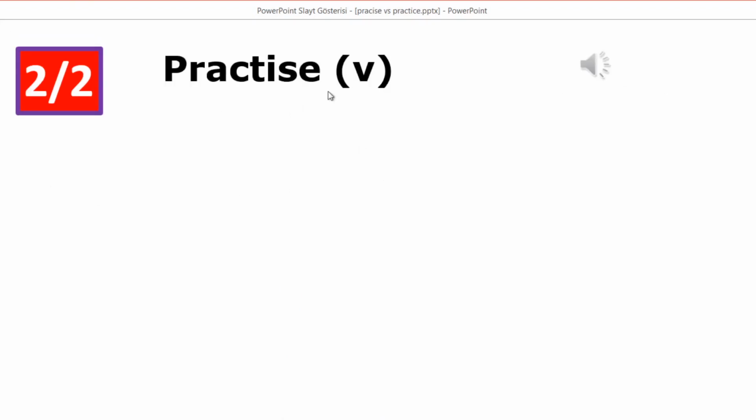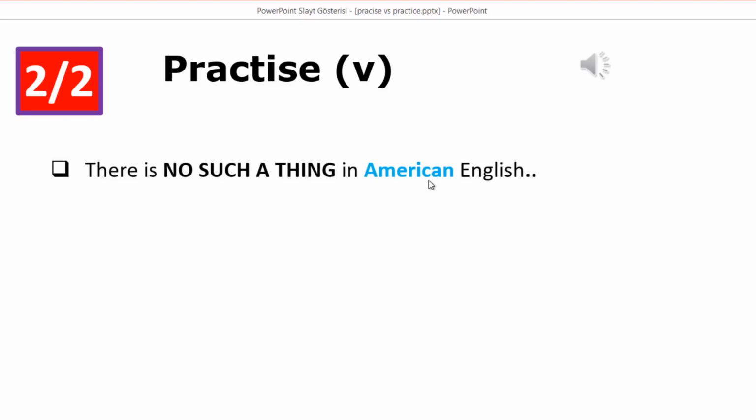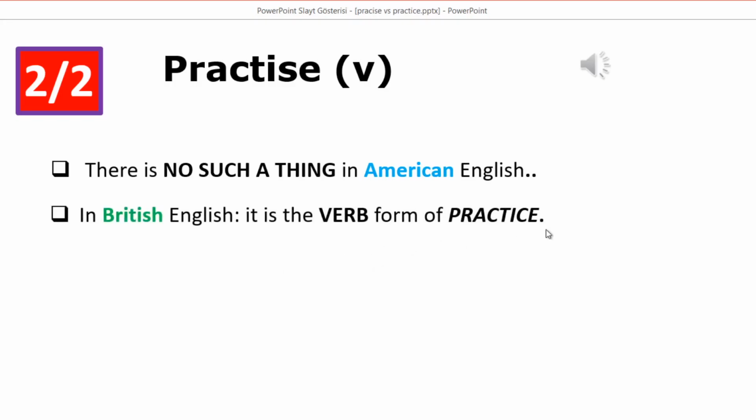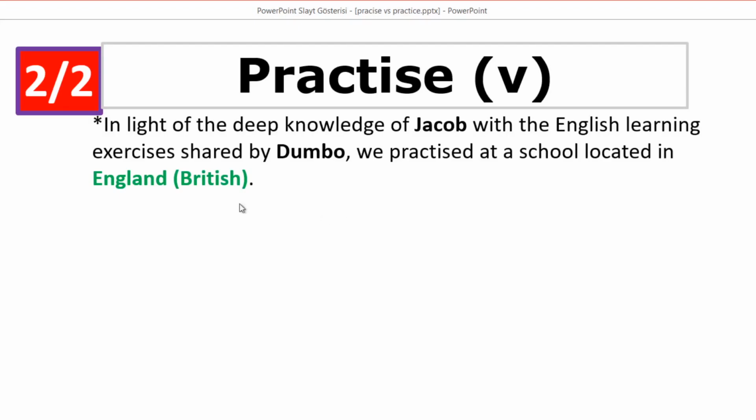And practice with S. Let's see its pronunciation. Practice, practice, practice. There is no such thing in American English. There is no practice with S in American English. In British English, it's the verb form of practice, the verb form of practice with C. Let's go to the examples.